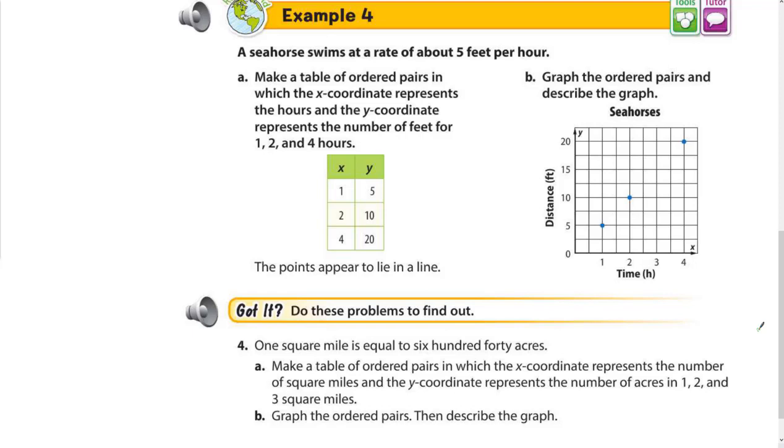It appears to be a line from what we can tell. And it is. It's a direct relationship of time to distance. So read got it problem number 4 and make a table, graph the ordered pairs, and then describe the graph.